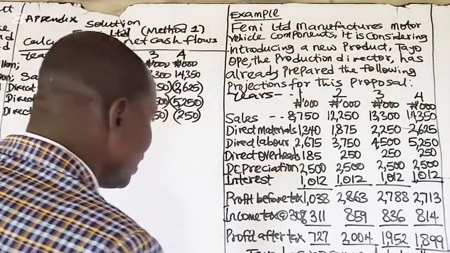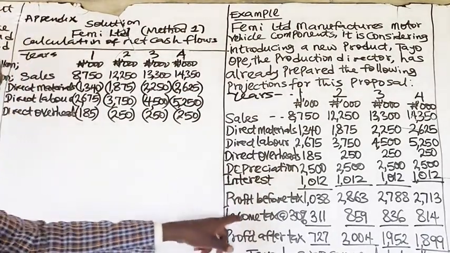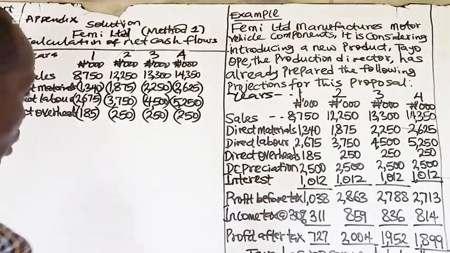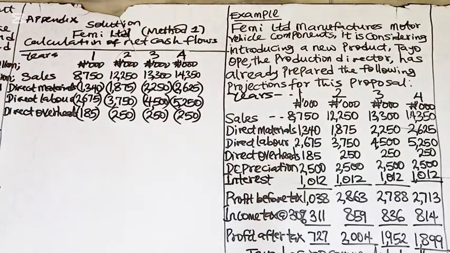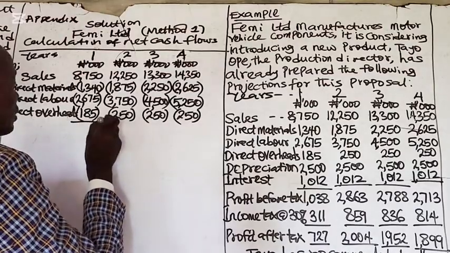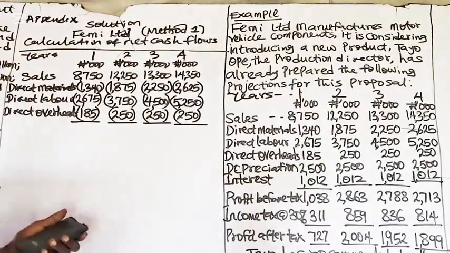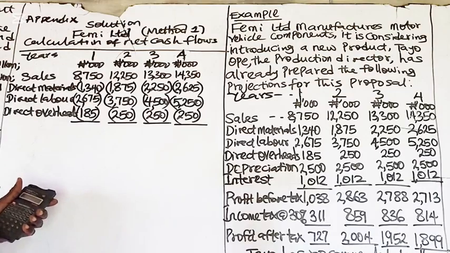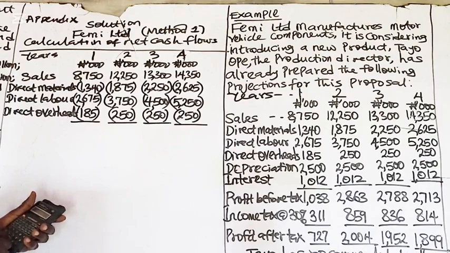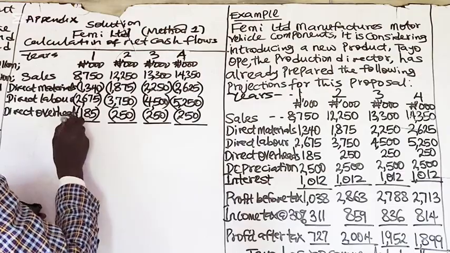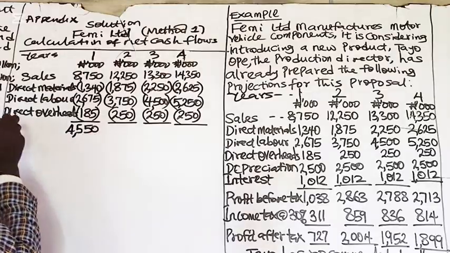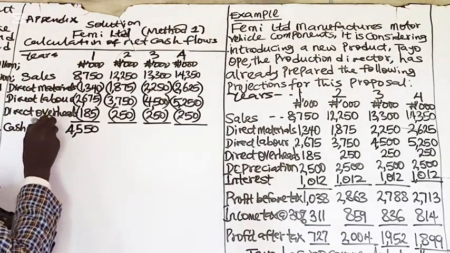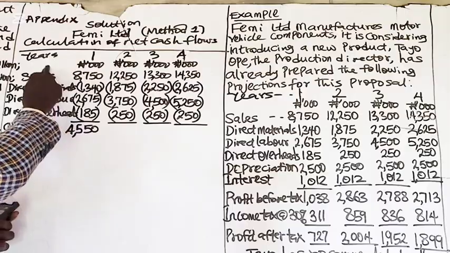Now, after all this, you have the profit before tax, that is after all those deductions. The income tax you are given in the question is just a tax provision, and provision for tax is not relevant for discounted cash flows analysis. So, let's net it. 8,750 minus 1,340 minus 2,675 minus 185. You have 4,550. This is cash profit, that is, sales minus costs.